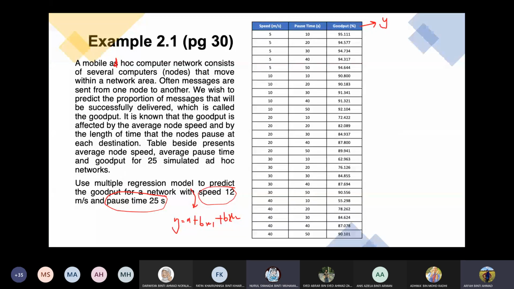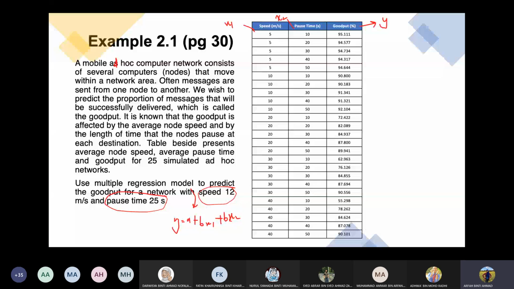X1. Speed. X1 speed, okay. X2 pause time. Okay. So boleh je X1 pause time, X2 speed. So tak kisah, mana-mana boleh. Tapi saya buat, excuse me, ikut the table. X1 saya ambil speed, X2 saya ambil dia punya pause time. Okay. So ini adalah data dia.